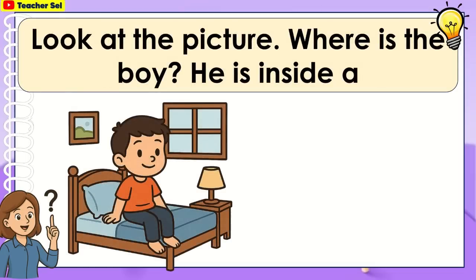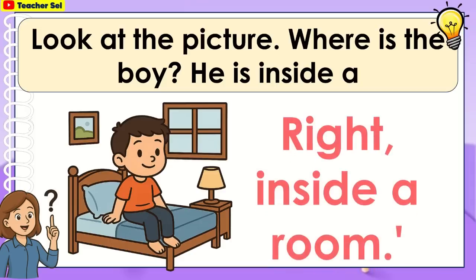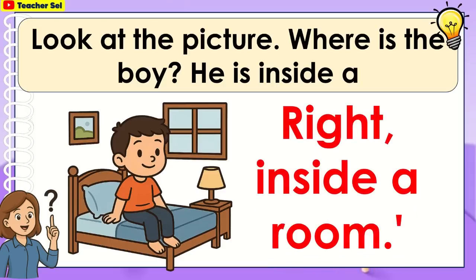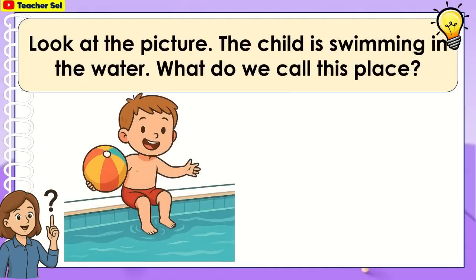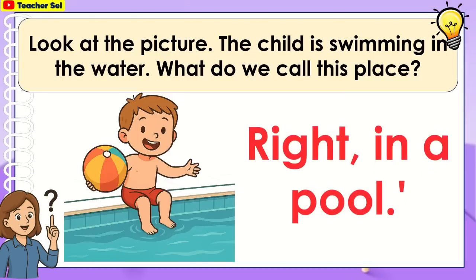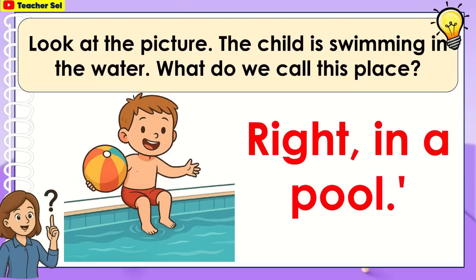Look at the picture. Where is the boy? He is inside a? Right, inside a room. Look at the picture. The child is swimming in the water. What do we call this place? Right, in a pool.